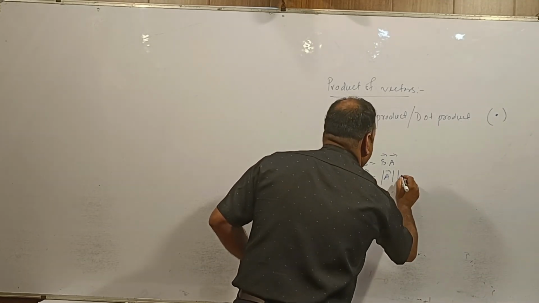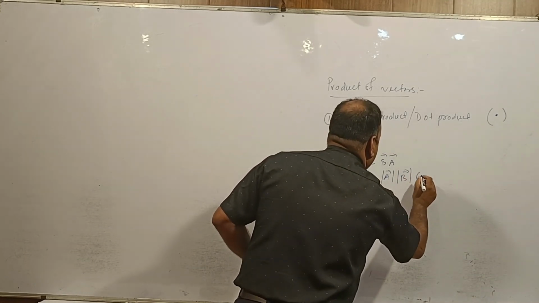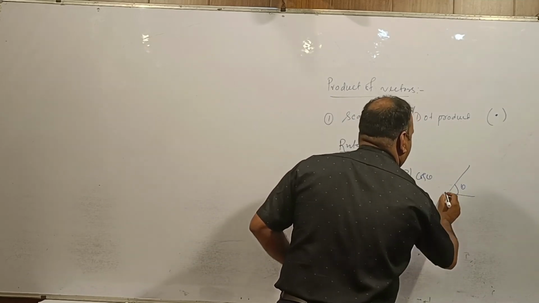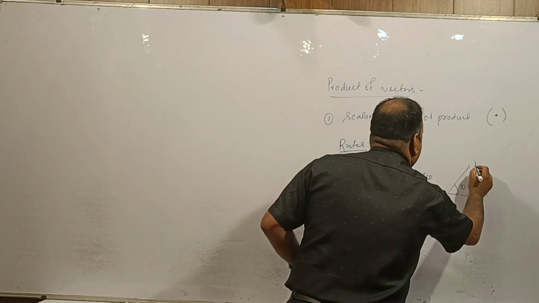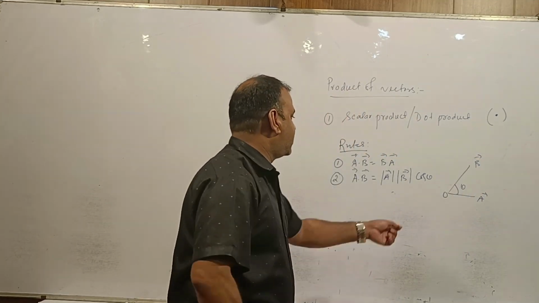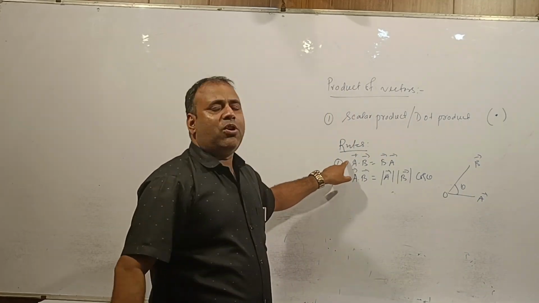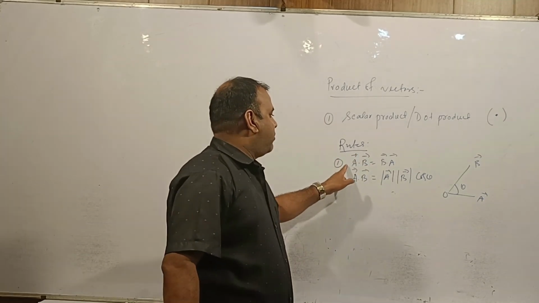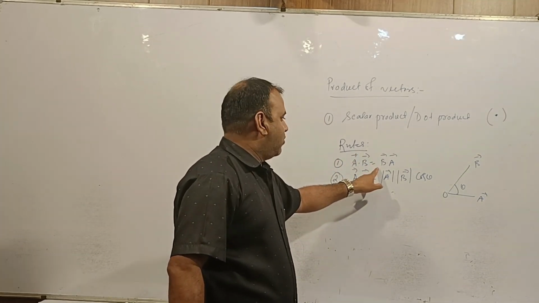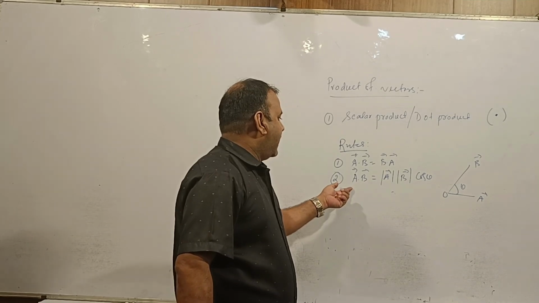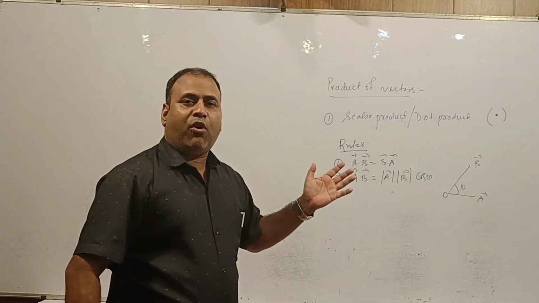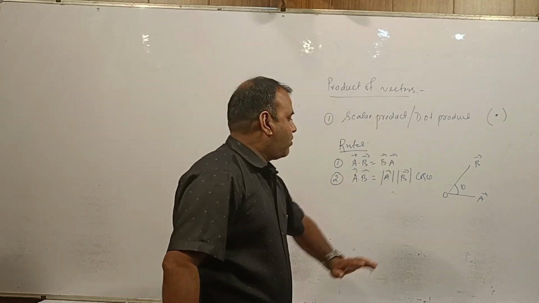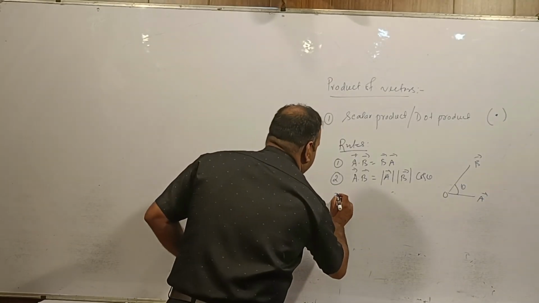So here B vector, and now cos theta will come. You remember this is the theta angle at the origin, A vector and here B vector. So cos theta will come here. So in case of dot product, you remember A dot B and B dot A will be the same, and number 2, A dot B is equal to mod A mod B into cos theta.